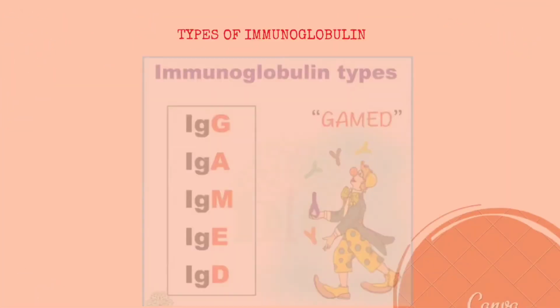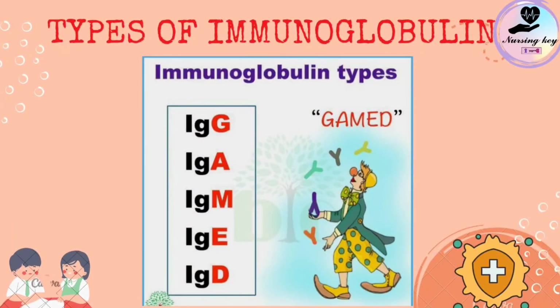So next one is types of immunoglobulin. The immunoglobulin types are IgG, IgA, IgM, IgE and IgD. You can remember this as a game: GAMED. IgG, IgA, IgM, IgE and IgD.